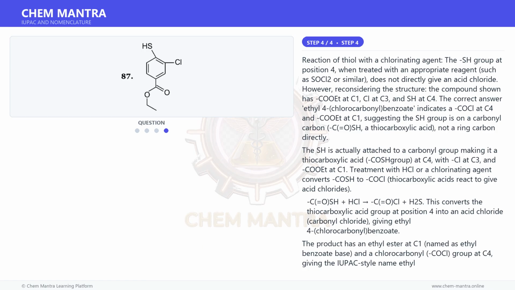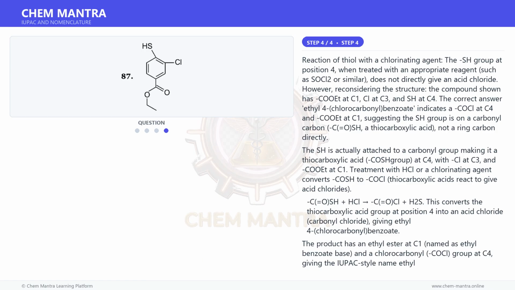However, reconsidering the structure, the compound shown has COH at C1, Cl at C3 and SH at C4. The correct answer, ethyl 4-chlorocarbonyl benzoate, indicates a COCl at C4 and COH at C1, suggesting the SH group is on a carbonyl carbon, C=O, SH, a thiocarboxylic acid, not a ring carbon directly. The SH is actually attached to a carbonyl group, making it a thiocarboxylic acid, COSH group, at C4 with Cl at C3 and COH at C1.